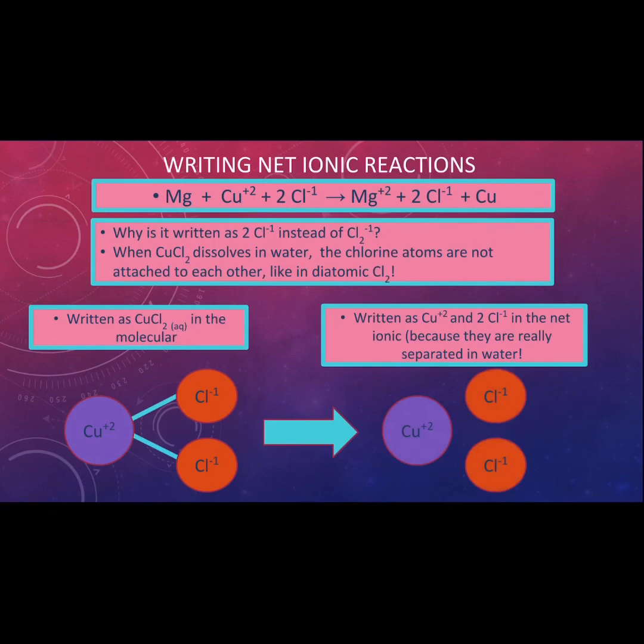So I have 2 chlorines. They're not bonded to each other. They're bonded to the copper. So if I wrote Cl2 with a little 2, that would make me think that the chlorines were bonded to each other. But because I'm writing the big 2 in front of the chlorine, that tells me that I have 2 separate chlorine ions.